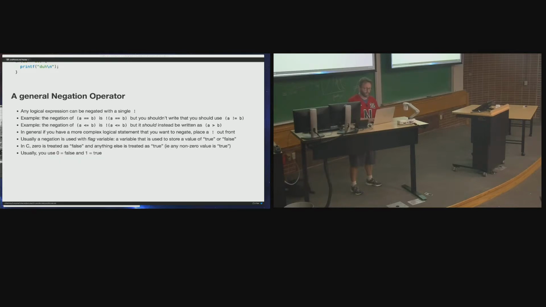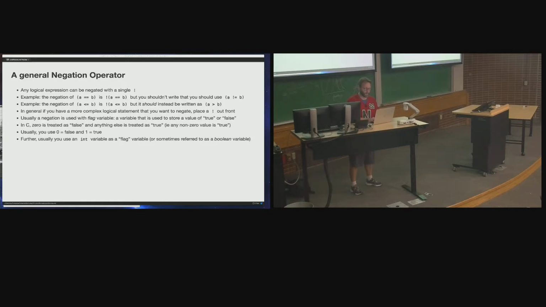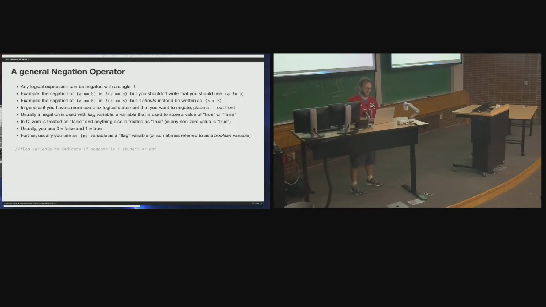Further, usually you use an int variable as a flag variable, or sometimes referred to as a Boolean variable. So let's go ahead and take a look at an example here. Let's see, what's my example? Let's go ahead and create a flag variable to indicate if someone is a student or not. Not a student would get, let's say, false, and is a student would be true. Okay. What would be a good name for this variable?